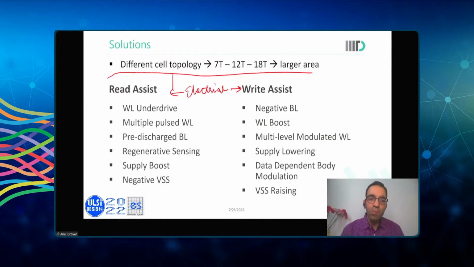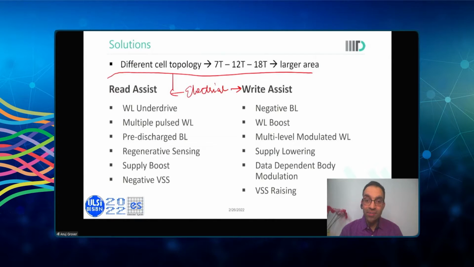Some of the common read assist schemes are word line underdrive, in which case the word line is not taken to a full VDD level. Now, what would happen if you do not take the word line to a full VDD level? The pass gate will become resistive. The excess transistor will become resistive. As the excess transistor becomes resistive, your stability improves. But what goes for the toss?